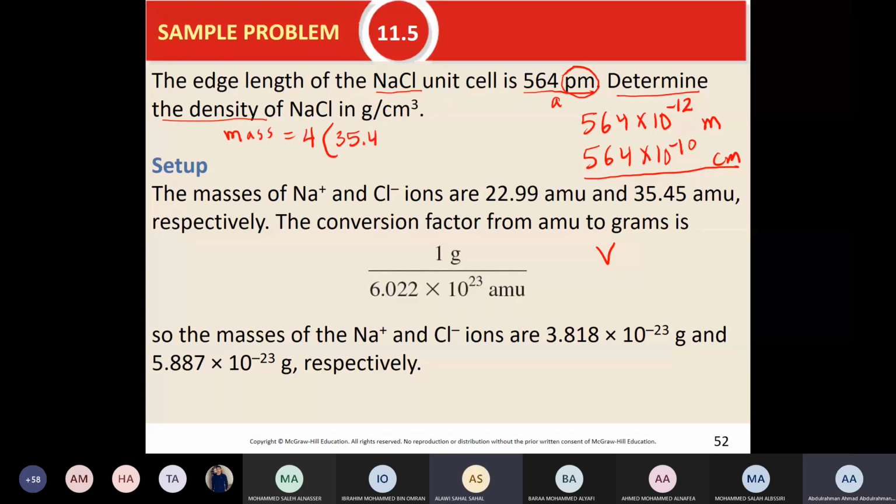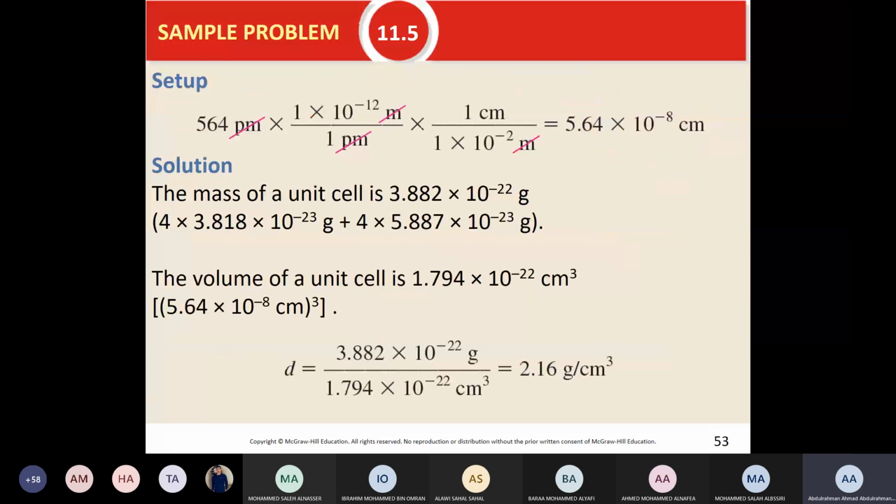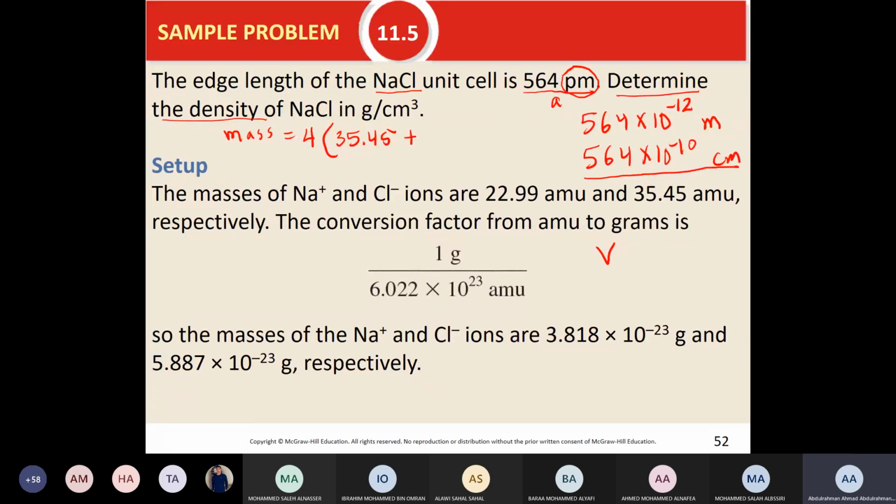Doctor, how did you know it's 4? He said that, we just said it a while ago. This is sodium chloride. Of course, sodium chloride, it's always face-centered. How do we know about other compounds?